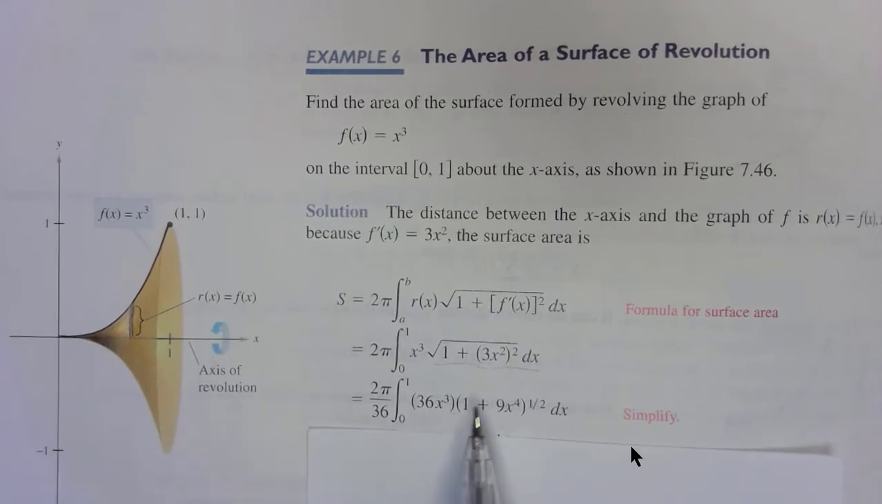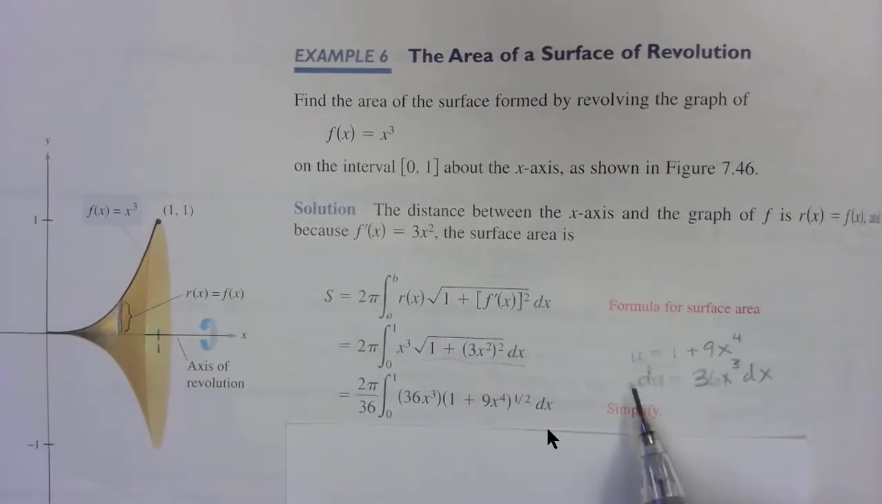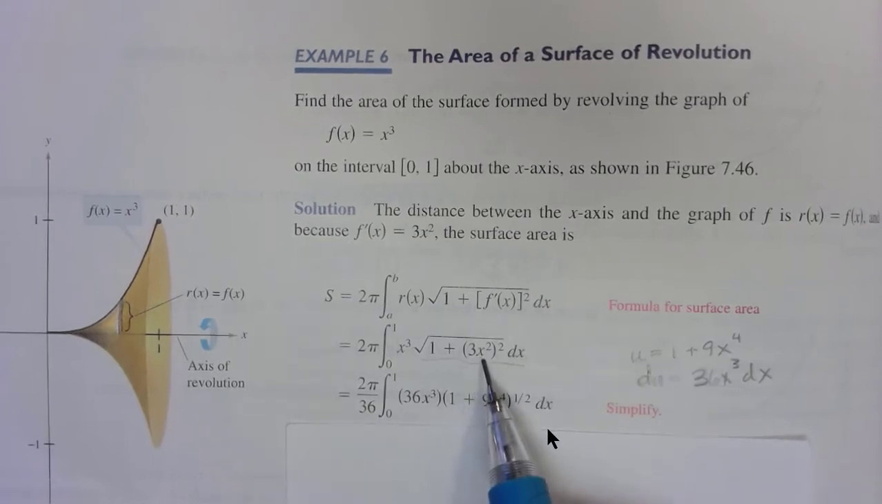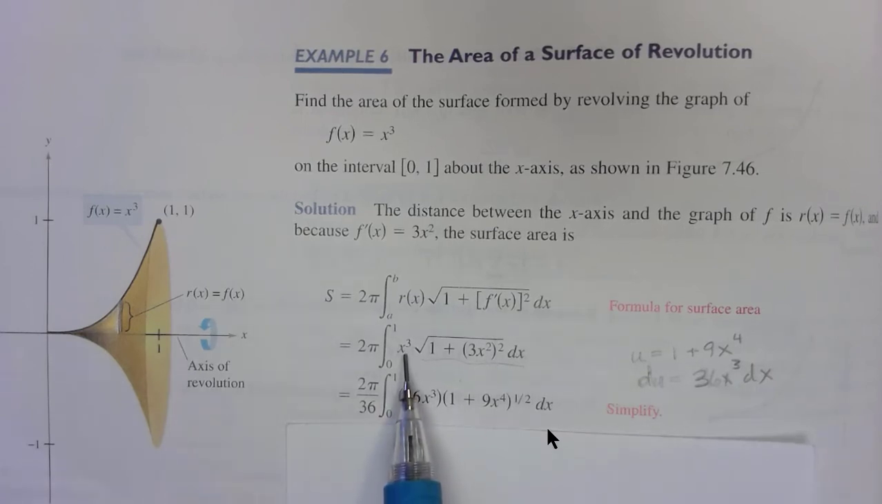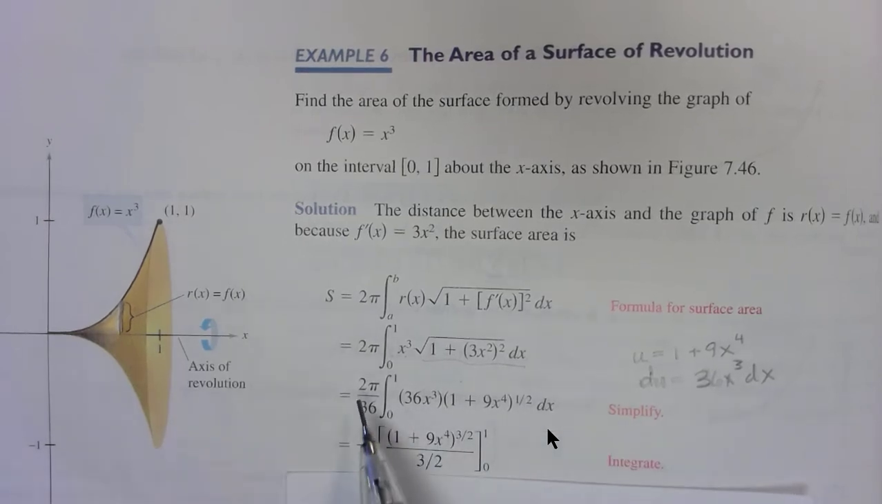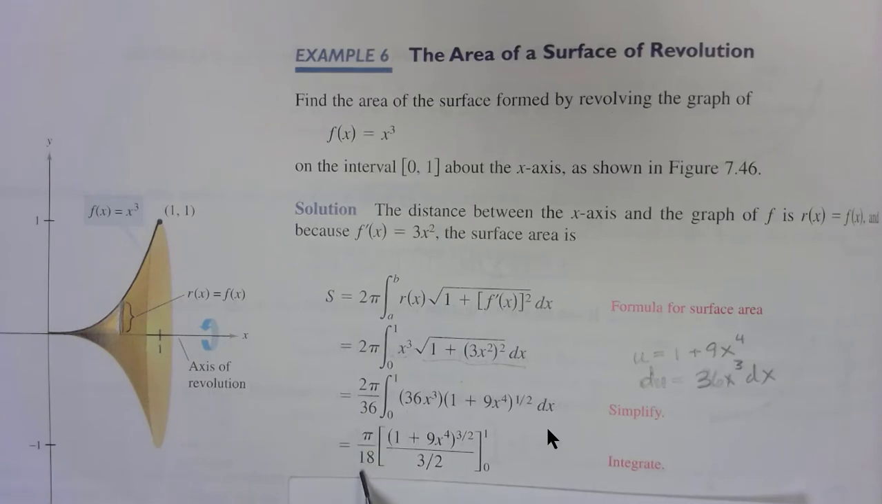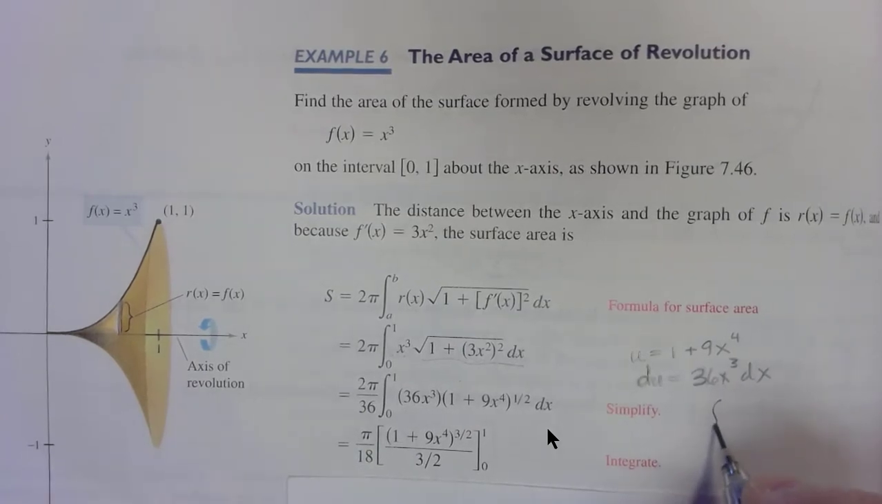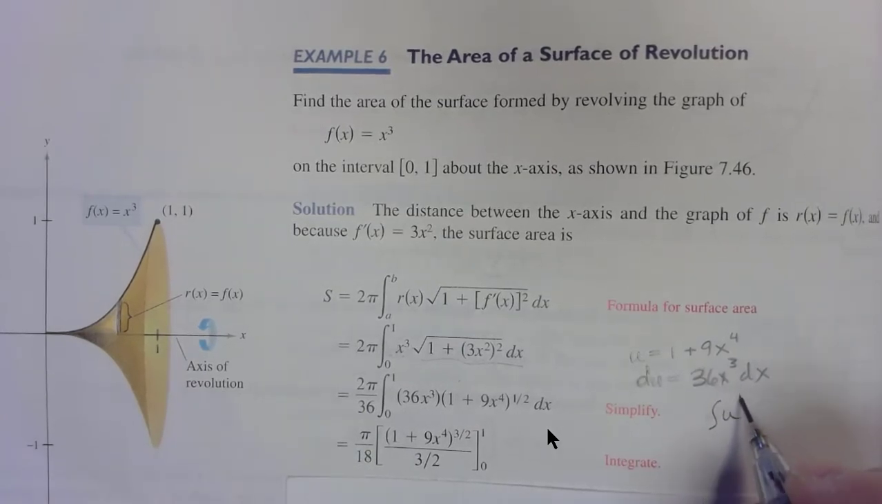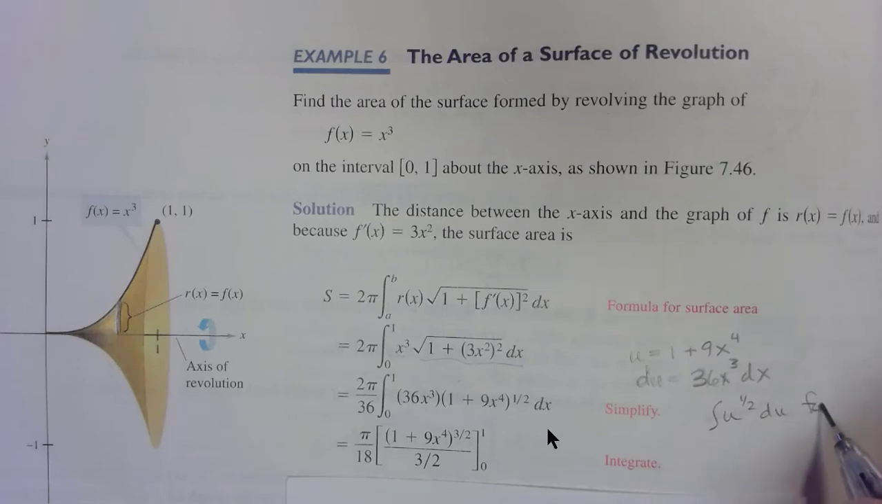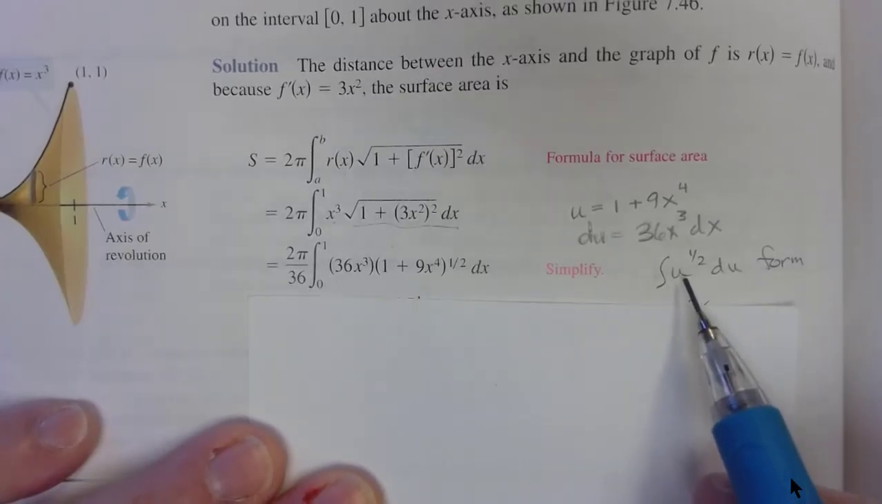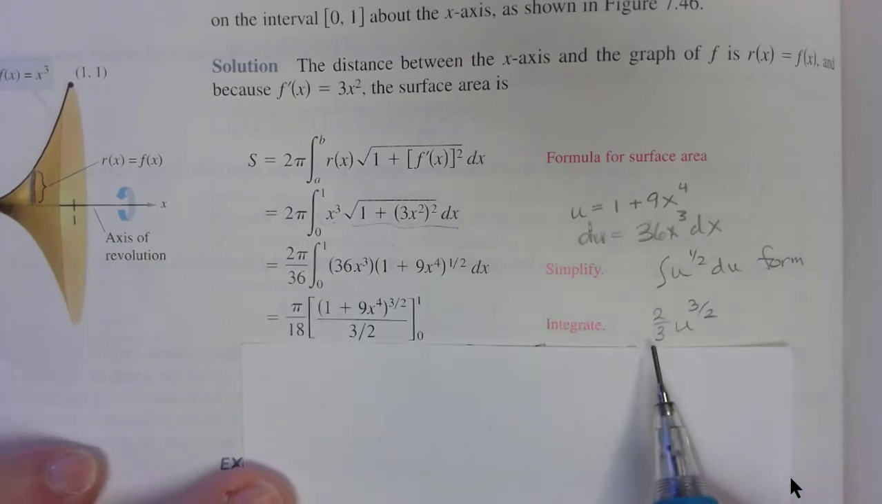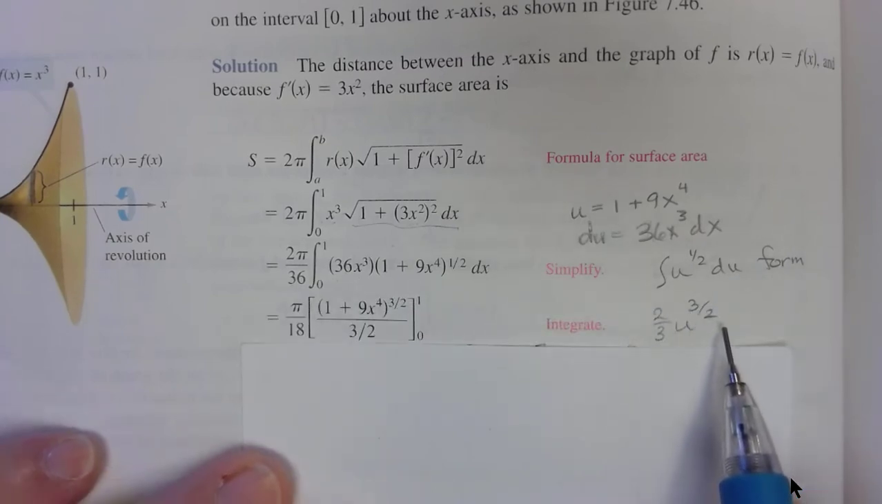We can see that here our u is 1 plus 9x to the 4th, so our du would be 36x cubed dx. I have the x cubed dx. I need the 36x cubed dx, so I'm going to multiply and divide by 36. We can see that the outside factor becomes pi over 18. Notice this is of the form u to the 1/2 du. So u to the 1/2 du form anti-differentiates to 2/3 u to the 3/2.